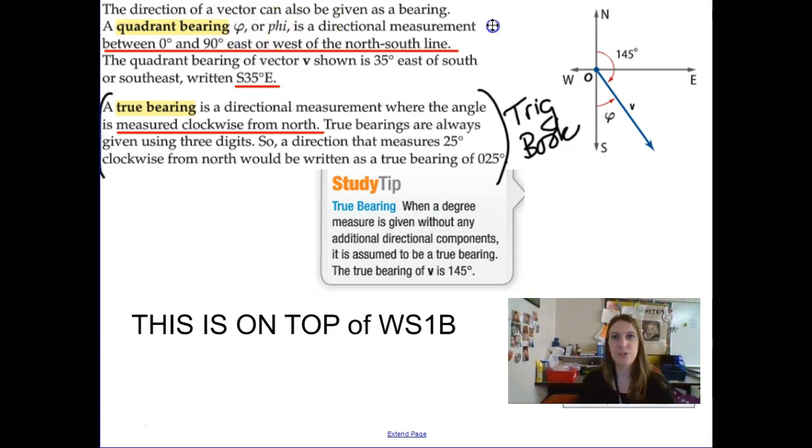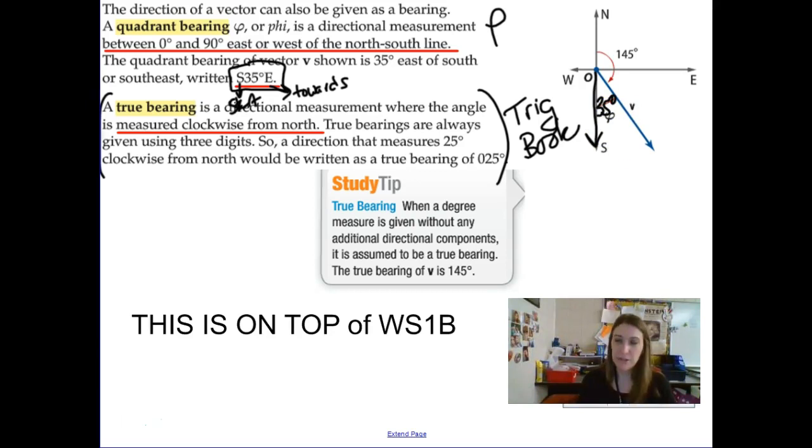So they use the phi symbol, which when you hand draw it looks an awful lot like a P, huh? It's a Greek phi. And the directional measurement is between 0 and 90, east or west of the north-south line. So what you're going to notice is it's going to have one of the north or south lines first, and then an angle, and then a direction at which to travel. So whatever this first one is, this is the line that you start at, and then you go towards this other one. So the example they have here is south 35 east. So you start at the south line, and then you travel towards the east line 35 degrees.